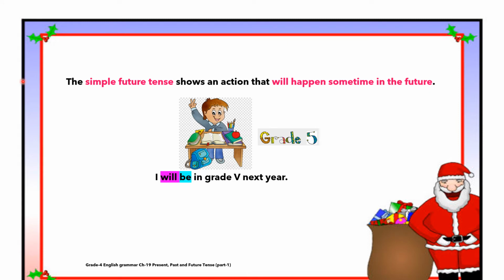Now let's see about simple future tense. Simple future tense verbs are actions that have not happened yet but will happen in the future. Means the simple future tense shows an action that will happen sometime in the future. For example, I will be in grade 5 next year.